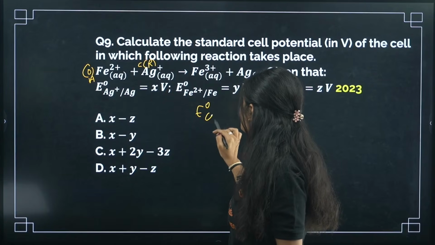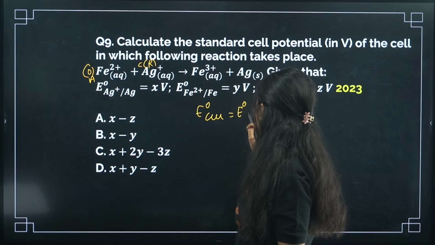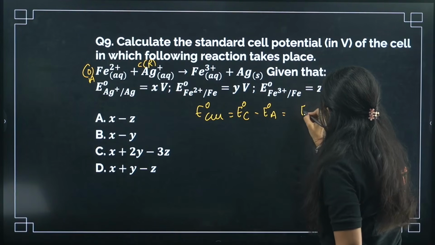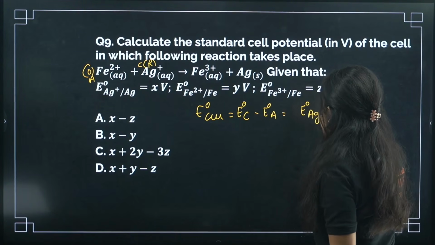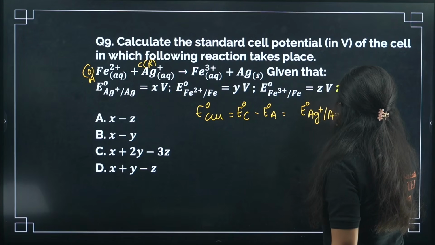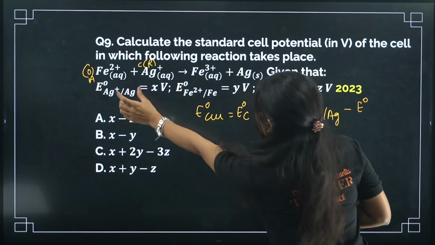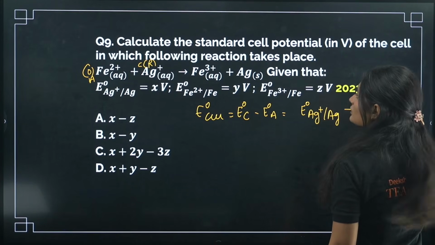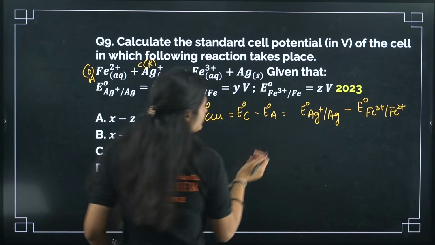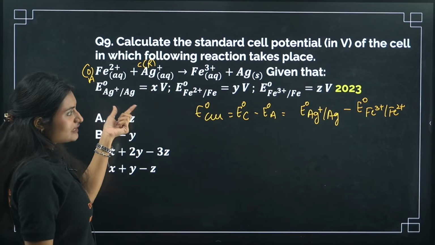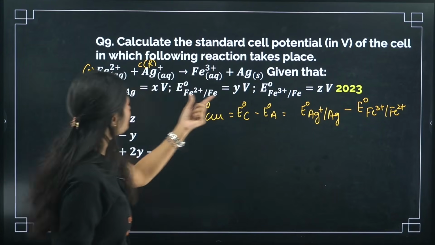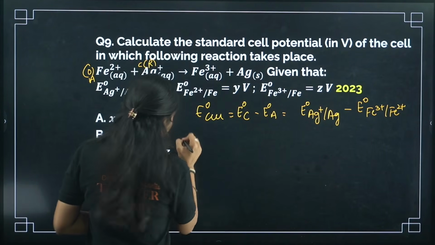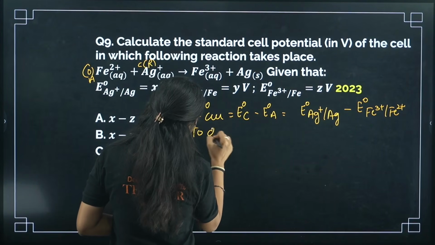E0 cell will be equal to what? E0 cathode minus E0 anode. What is the cathode here? The cathode is E0 Ag positive to Ag, minus E0 of the anode, Fe3 positive to Fe2 positive. Now let's see, do we have this value? Yes, we do have this value, which is X. Do we have this value? We do not happen to have this value, so we need to determine it. How do we determine that?